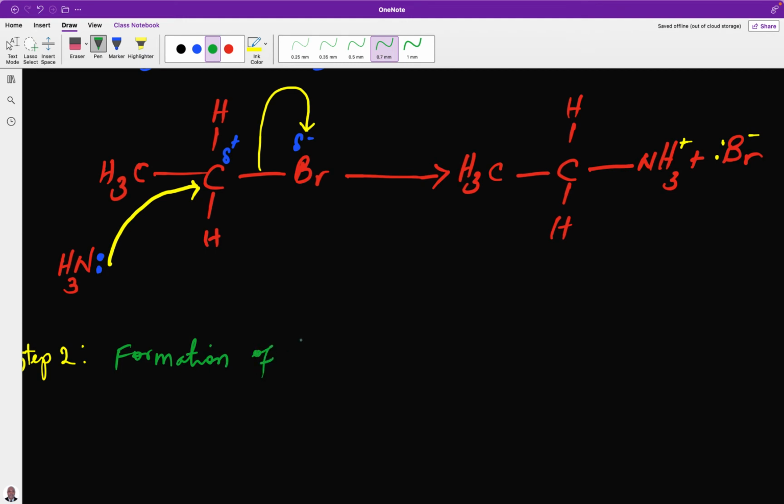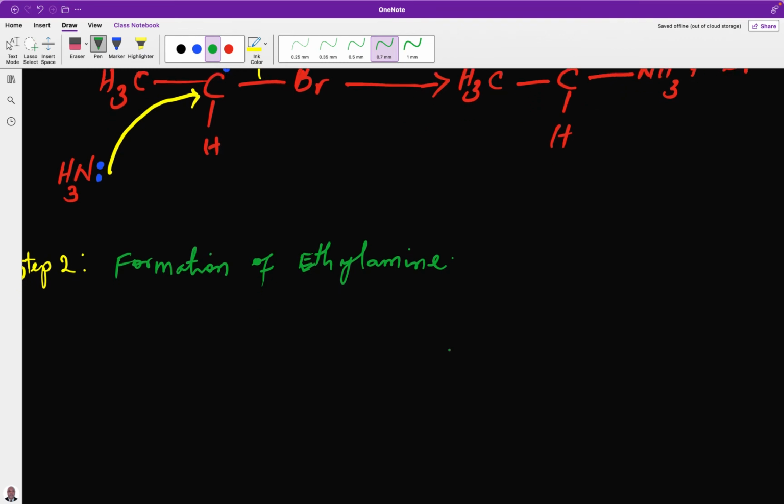Formation of ethylamine. There is formation of ethylamine. What happens here? A reversible reaction occurs between the salt and the excess ammonia. I told you ammonia must be in excess. There is formation of ethylamine, which is a primary amine.